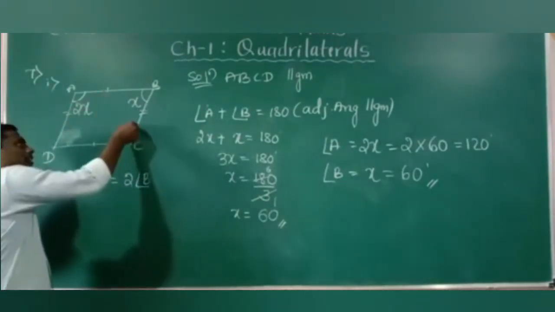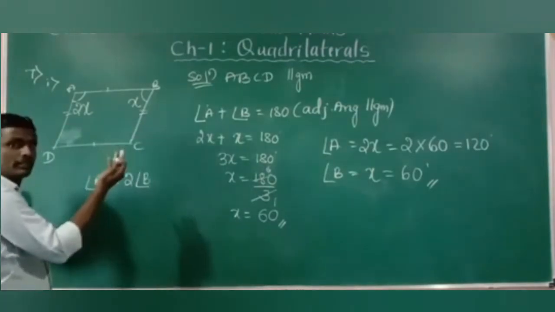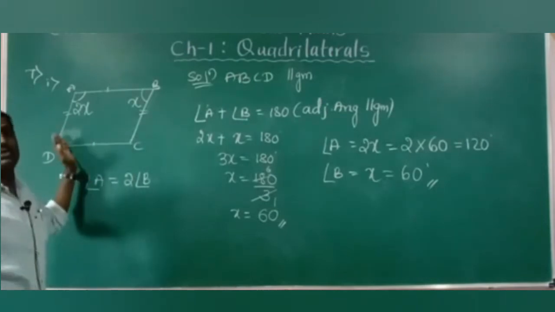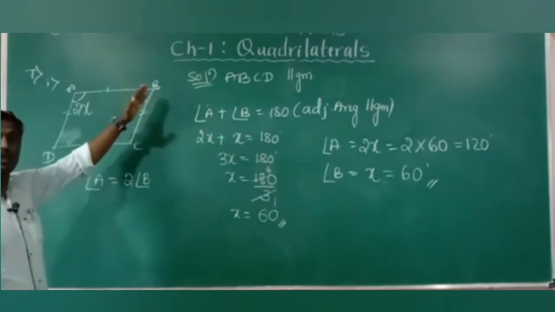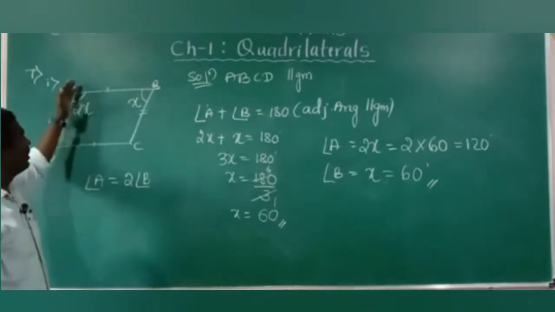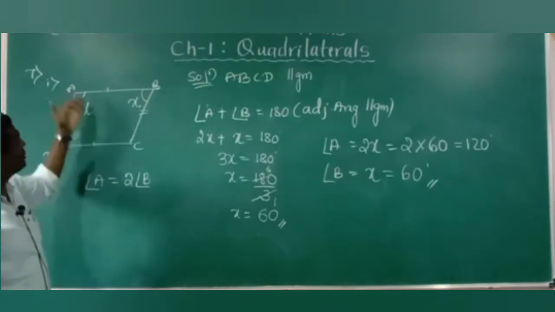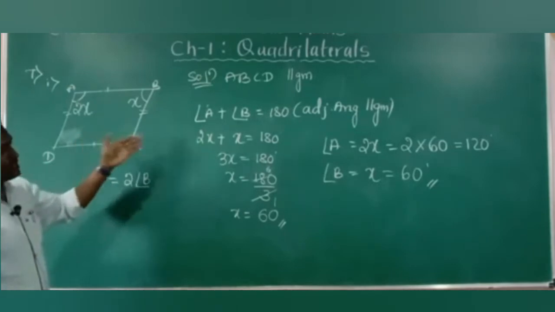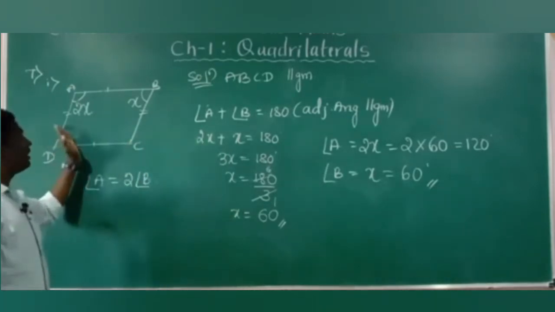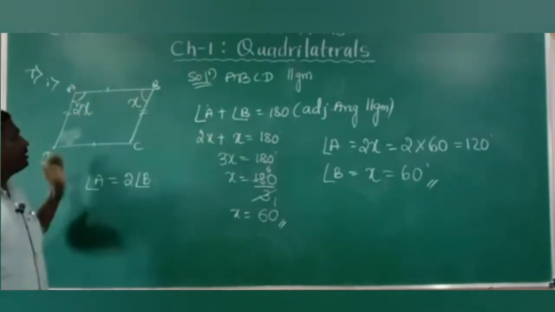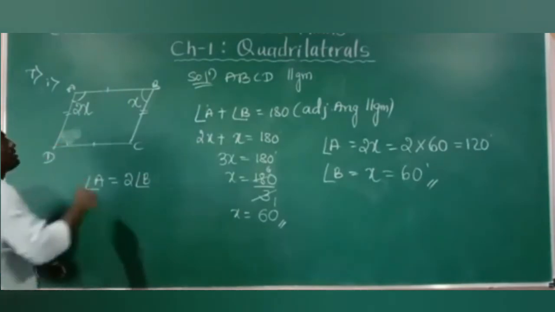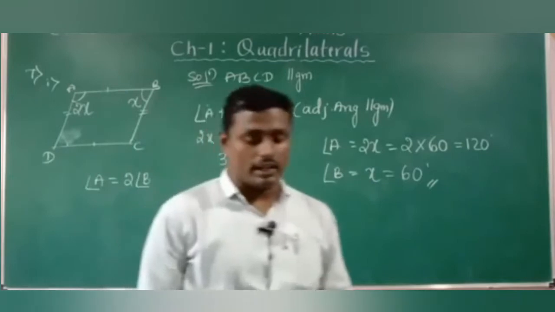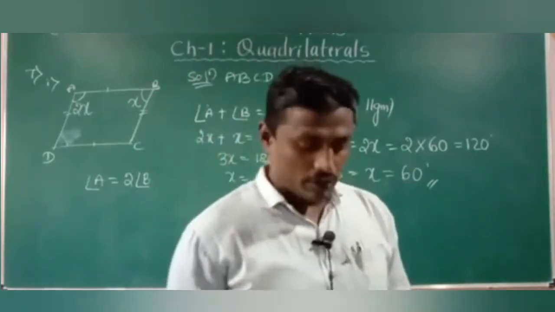Can you calculate the remaining two angles? Yes, you can easily calculate the remaining two angles because these two angles are opposite to the first two angles. Here angle C is opposite to angle A. Therefore, angle C is equal to 120 degrees and angle D is opposite to angle B. So, angle D is 60 degrees. So, these are the required angles of the parallelogram.